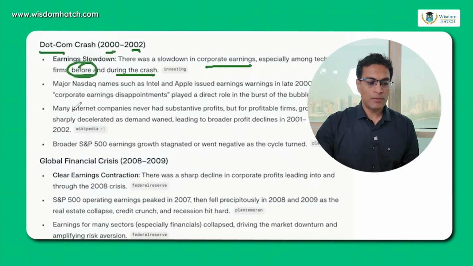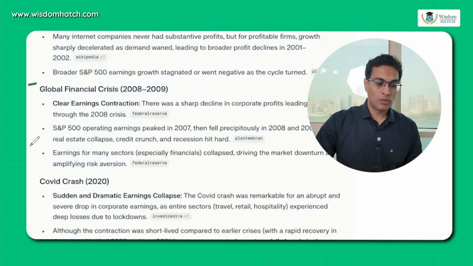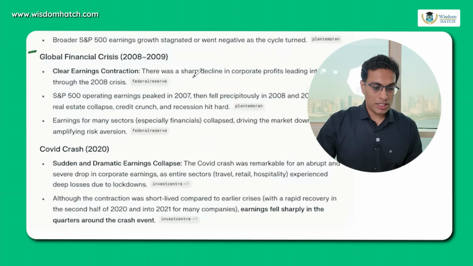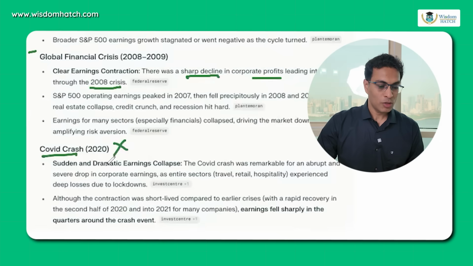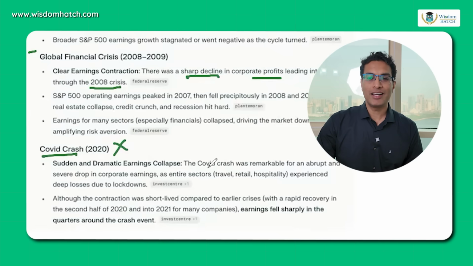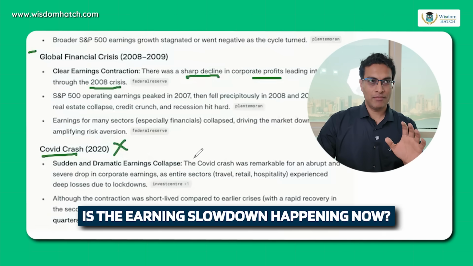Okay, what about other crashes? For example, the global financial crisis. There was a sharp decline in corporate profits leading into and through the 2008 crisis. So again, in very simple words, there was an earnings slowdown before the 2008 crisis. What about the COVID crash? No, in COVID there was nothing like an earnings slowdown. Which brings us to the next point. I hope the first 3 points are clear: when big crashes come, there is an earnings slowdown.